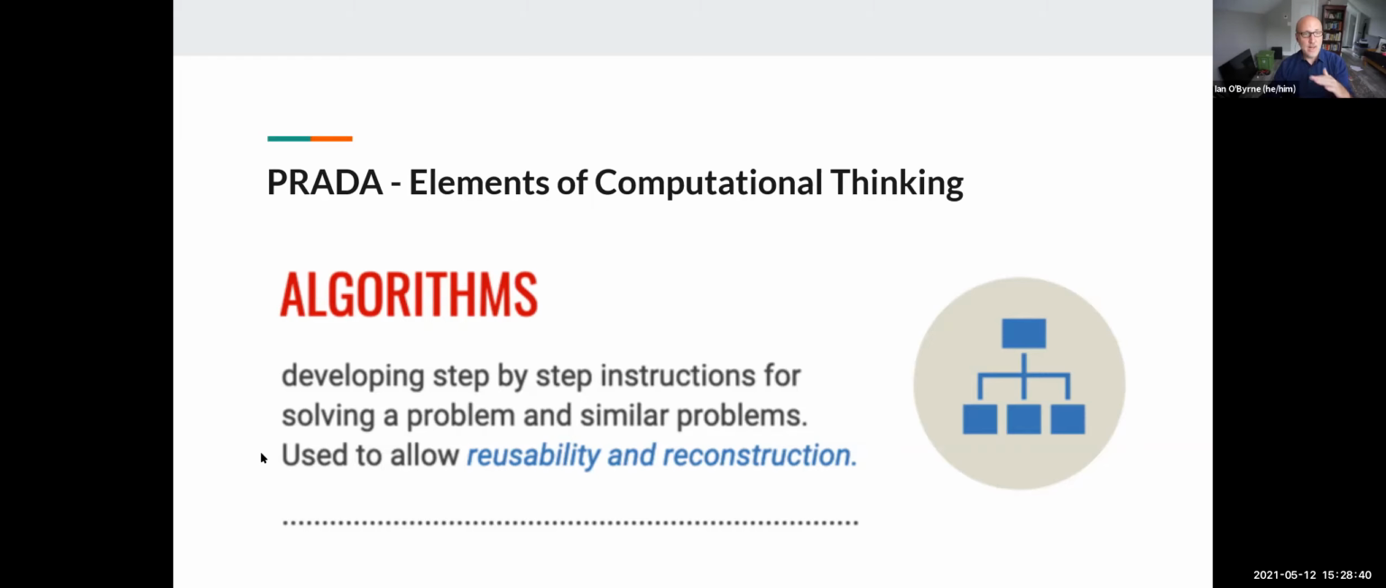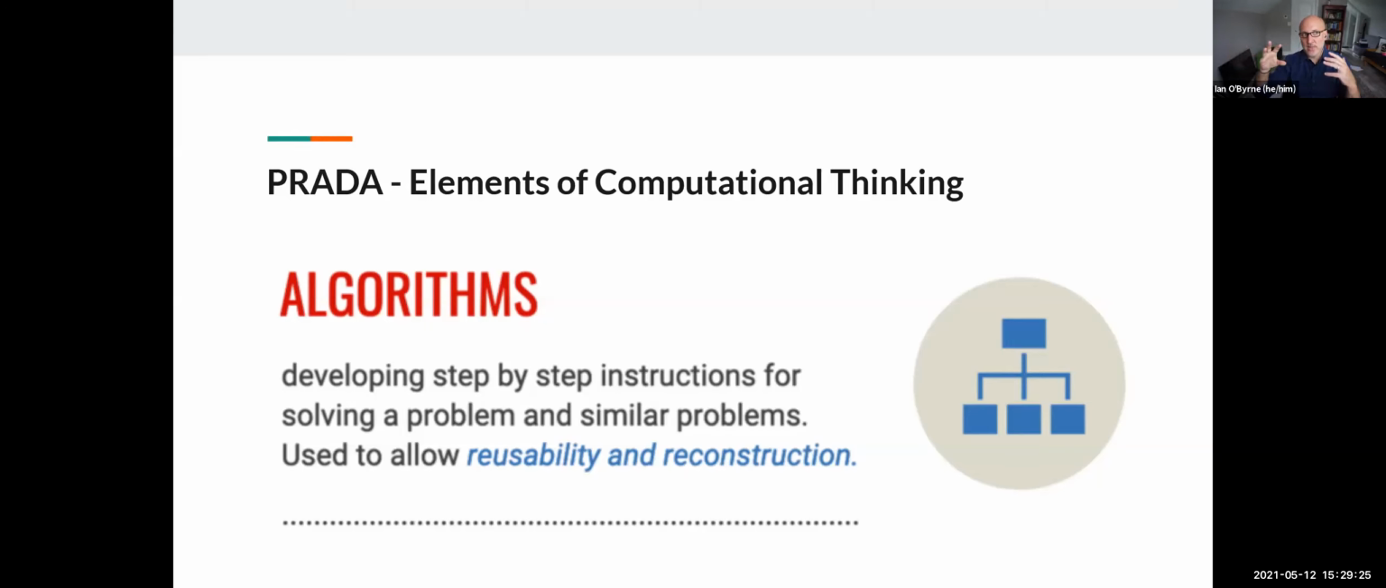So an algorithm is developing step-by-step instructions for solving a problem and similar problems. If you're thinking about those kids in the video, it's not just telling the computer what to do, but being able to take those instructions, write them down, and hand them to someone else. So being very clear, very explicit, very discrete in the instructions to solve a problem and similar problems. The idea here is that you want reusability and reconstruction. There is this mindset that your problem in and of itself is not new. It's not novel. We should be able to take your algorithm for a specific problem and use it elsewhere.